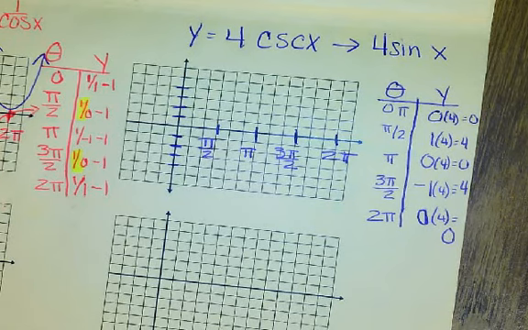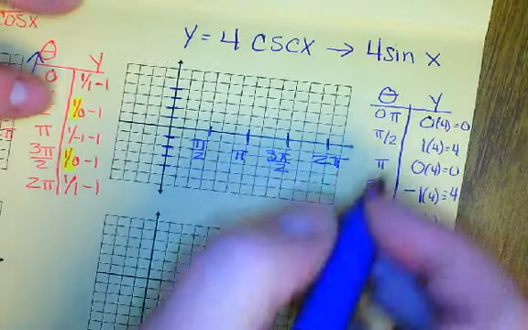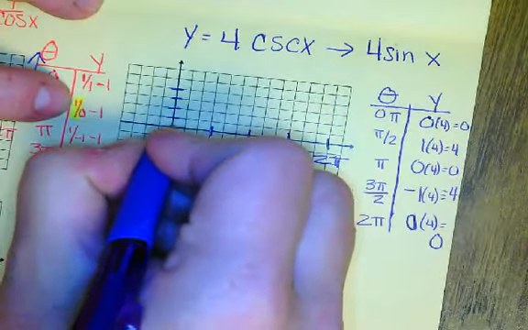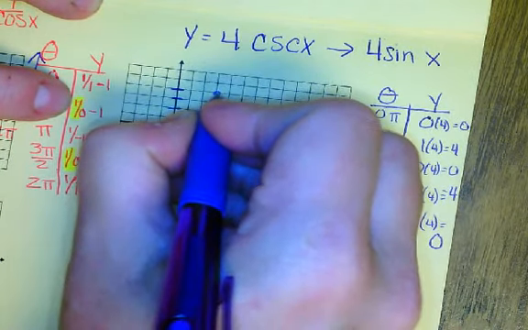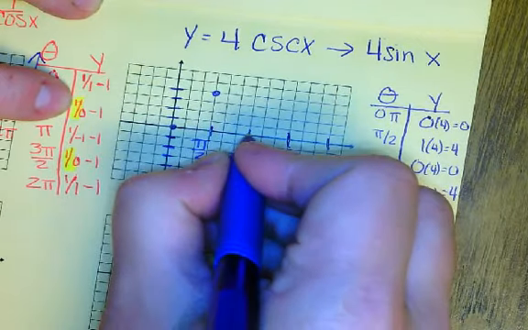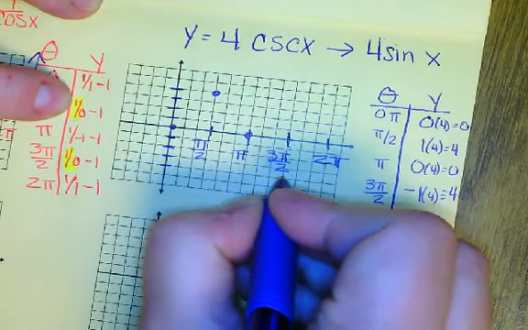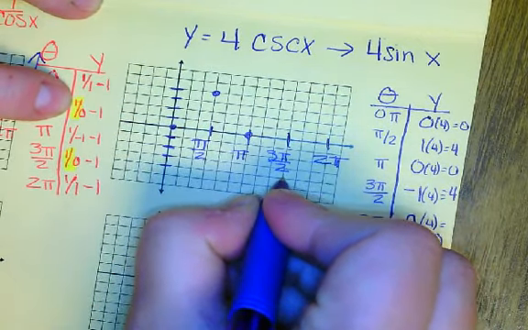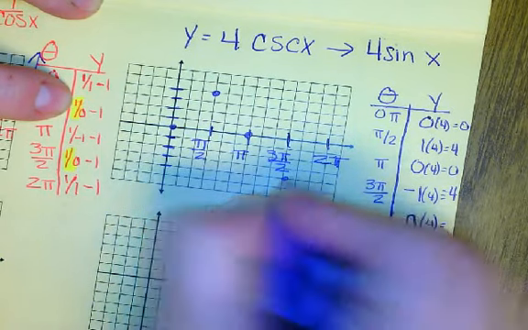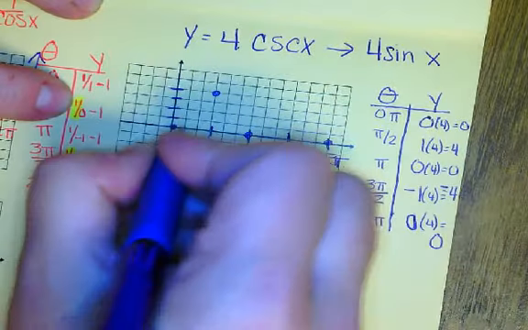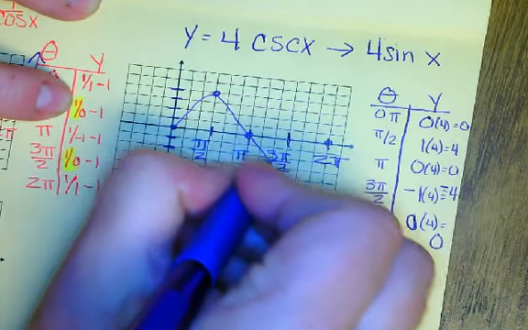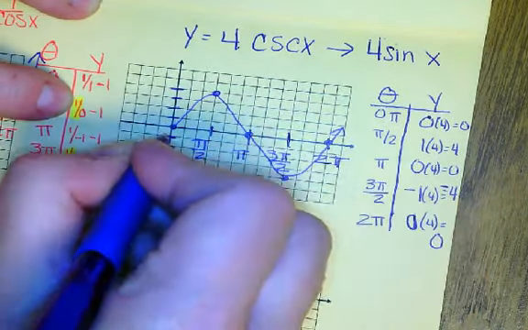Okay, so now I'm going to just draw my regular graph. Okay, so I've got 0 down here. I've got this at 4. I've got this at 0. I've got this at negative 4. Again, that should be a negative right there. And I have this at 0. Alright, so there's my graph for that.